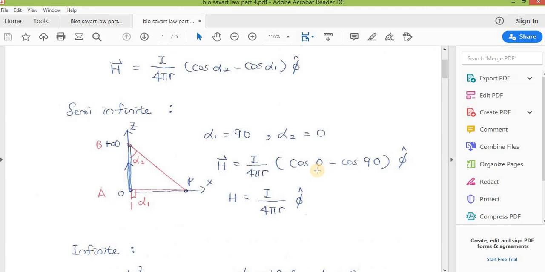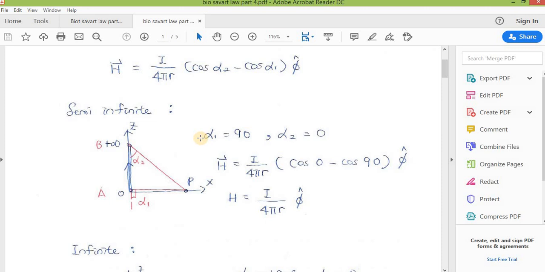Let's look at what happens when the current filament is a semi-infinite line. A semi-infinite line means that you know either the starting point or the ending point, one of them, and the other end extends to infinity. For example, in this case, the current filament starts at 0 and extends to infinity here. We call this kind of line a semi-infinite line.